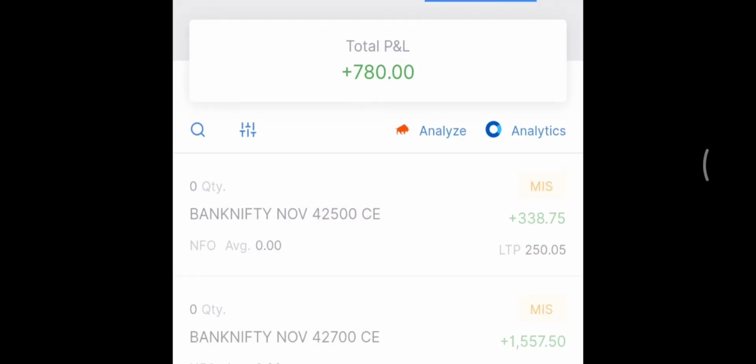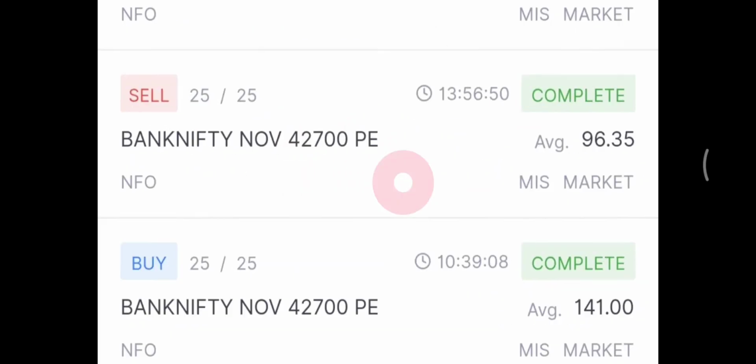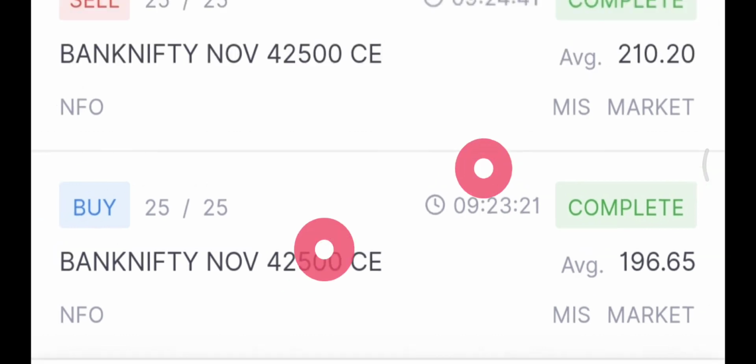This is my profit screen. You can see friends, initially I made a 338 profit, and again I made some 700 loss, and again I recovered, again I went long. By recovering my loss I made a 780 profit, and this is my order book. Today I took only 3 trades.